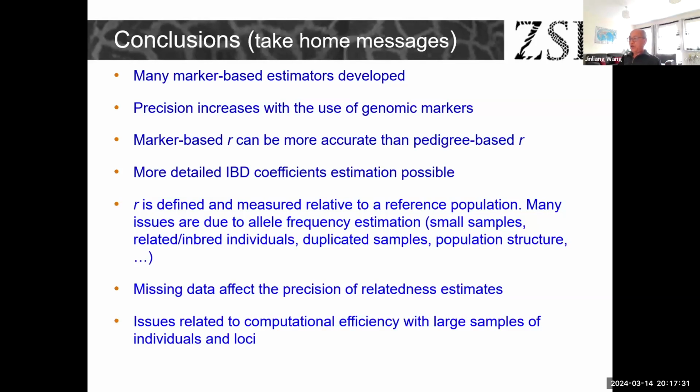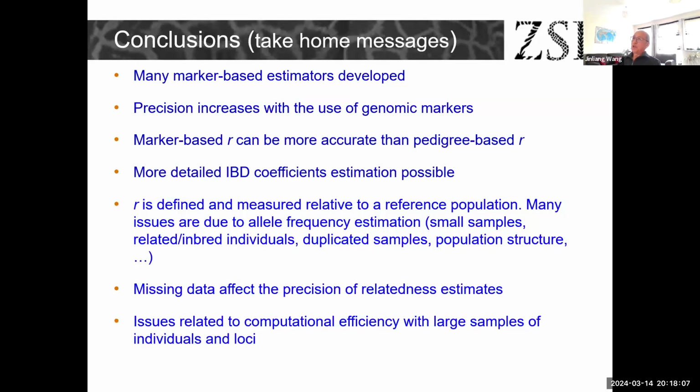Louis pressed me for talking about missing data, but because of the time, I didn't mention this. But I would say missing data is important for one simple reason: when we estimate relatedness, we must use data from both individuals. If data is missing for one individual, then the data is useless for that locus.